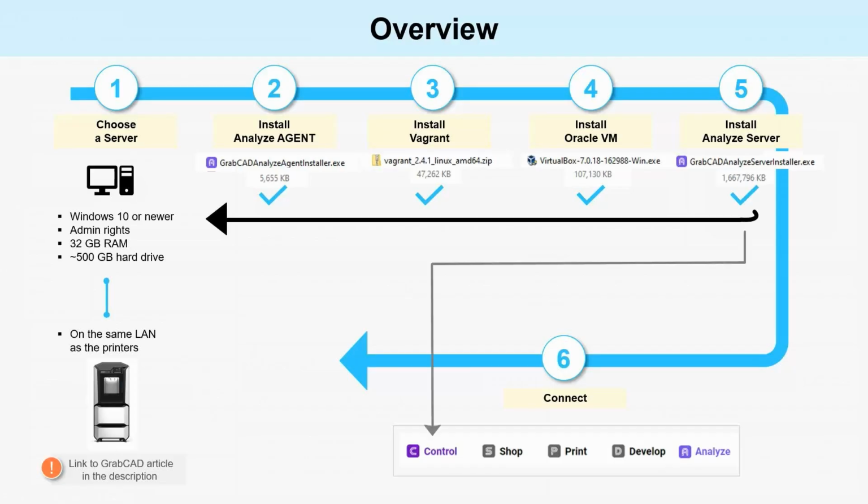After that, you're going to do the last step, which is connect. You're going to connect the server to that tab in Control, and then you're going to connect the Analyze agent to the tab in Analyze. I wish these things connected in a different order so I could have a better diagram where the lines didn't cross, but this is what we've got.